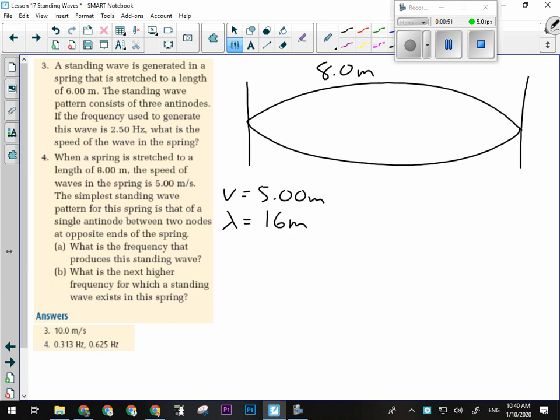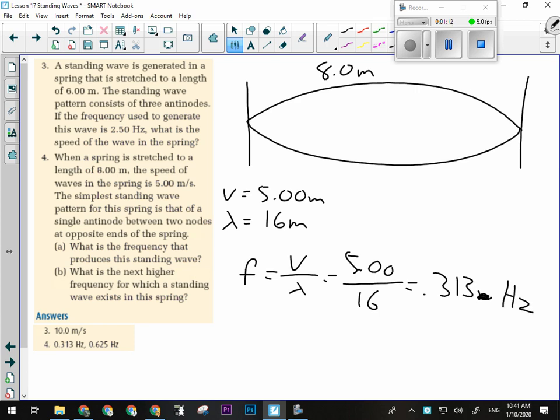Now I can find what frequency is producing that waveform. So f will be v over lambda. That'll be 5.00 divided by 16, which should give me 0.3125, but with 3 significant figures it's 0.313 hertz. Everybody follow what I did there?